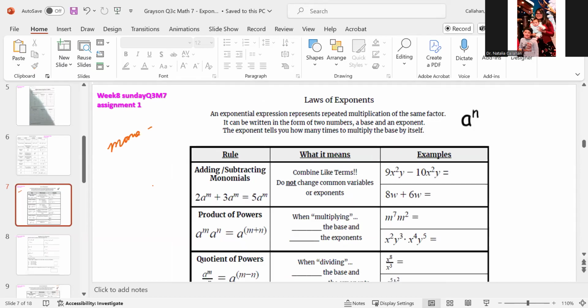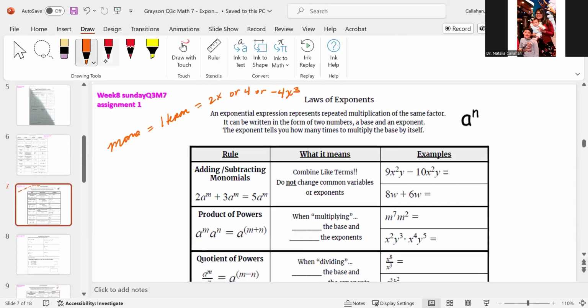Mono means one term, like 2x or 4 or negative 4x cubed. Do you see that? Okay. Binomial means two terms. For example, 3x squared plus 4. Do you see that? What's in between them is a plus or minus that separates them.